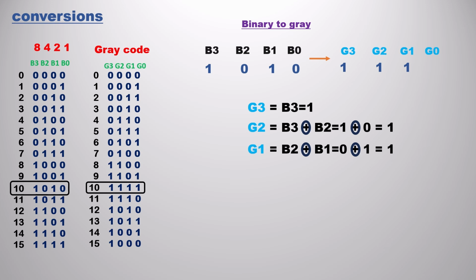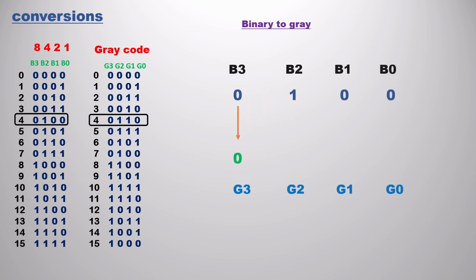The next bit is G1. G1 can be obtained by the XOR operation of B2 and B1. B2 is 0, B1 is 1. The XOR of two different bits gives 1. The last bit, G0, the least significant bit, can be obtained by the XOR operation of B1 and B0, that is 1 and 0. If you XOR those two, we get 1 because both are different bits.